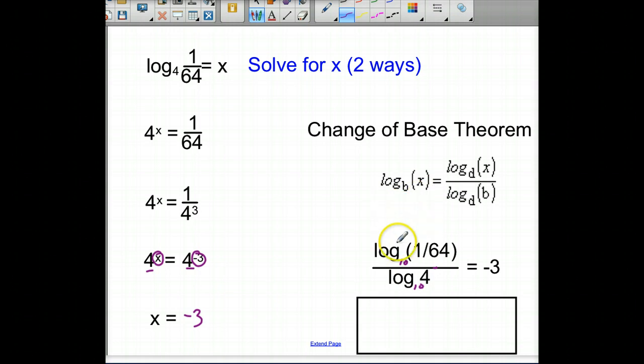You could also do log base e, which means you could do natural log of 1 over 64 divided by natural log of 4, changing the base to e. As long as they have the same base, you can use this change of base theorem. These bases just have to be the same, and e and 10 are the most common ones we use.